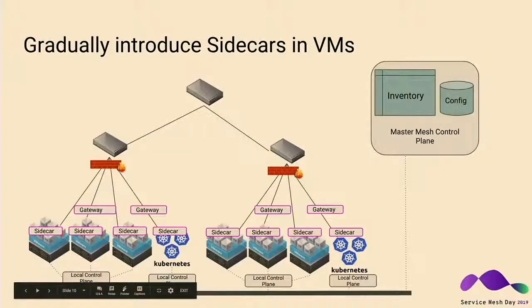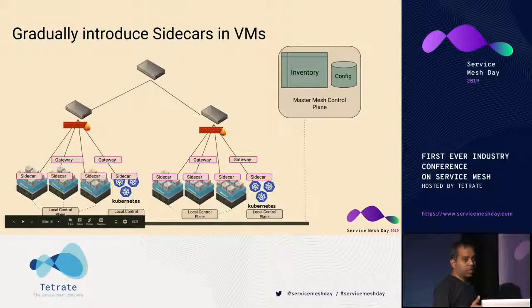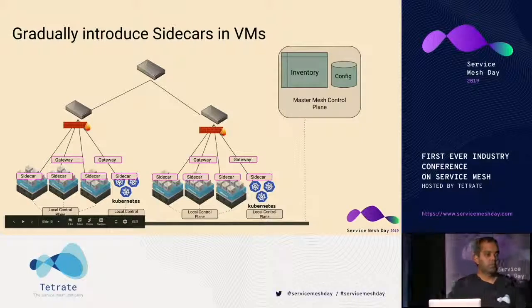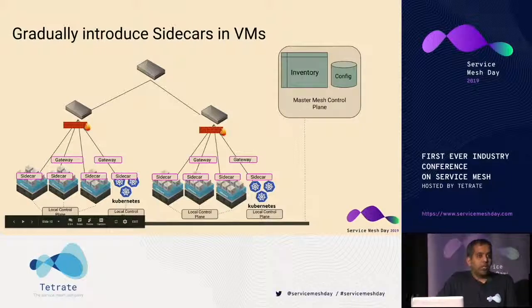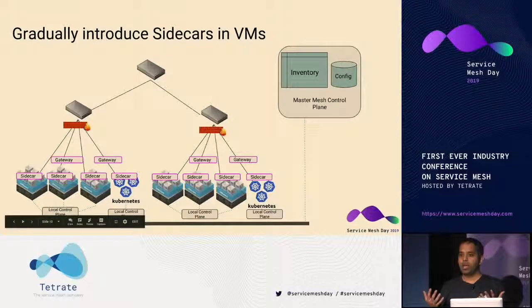And then, once you have that, you start gradually introducing sidecars into each and every VM, and this is where you get benefits like east-west traffic going directly from VM to VM, instead of going through hairpins, and other things that automatically flow with it, like traffic management, mTLS, policy enforcement and whatnot. But this is the gradual progression that you would follow, and it's not a one-day replacement overnight.